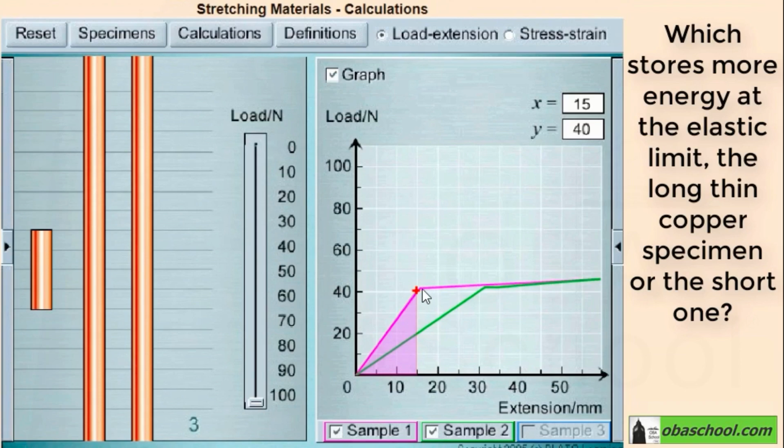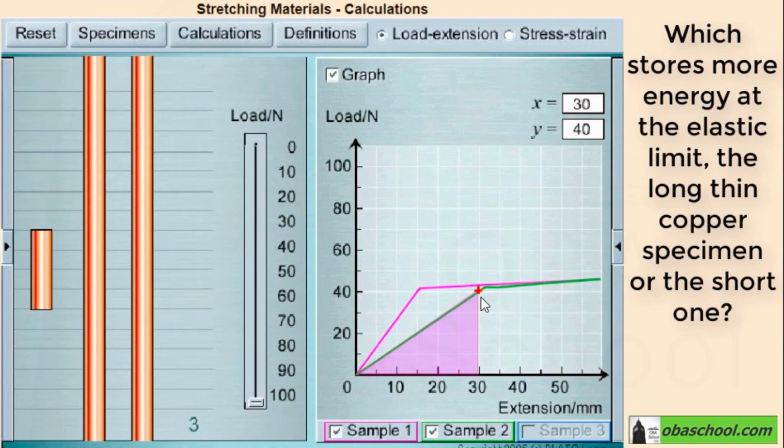From the graph, for the short specimen, the elastic limit is reached at a load of 40 newtons at an extension of 15 millimeters, and for the longest specimen, 40 newtons with an extension of 30 millimeters. So what's your answer?